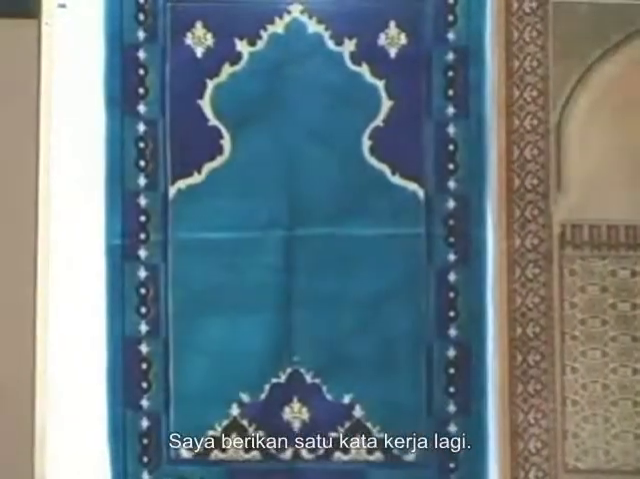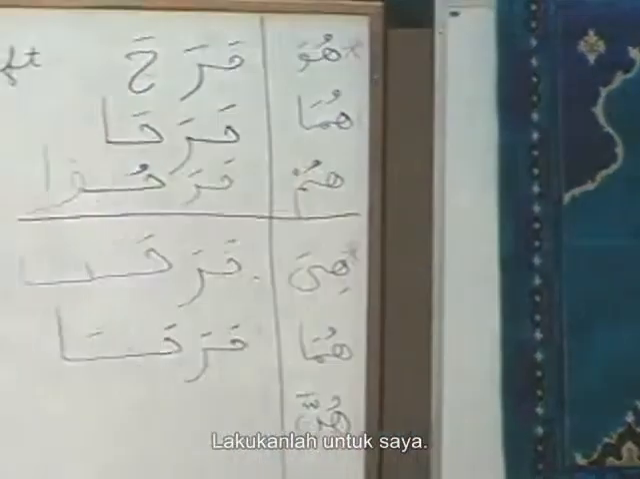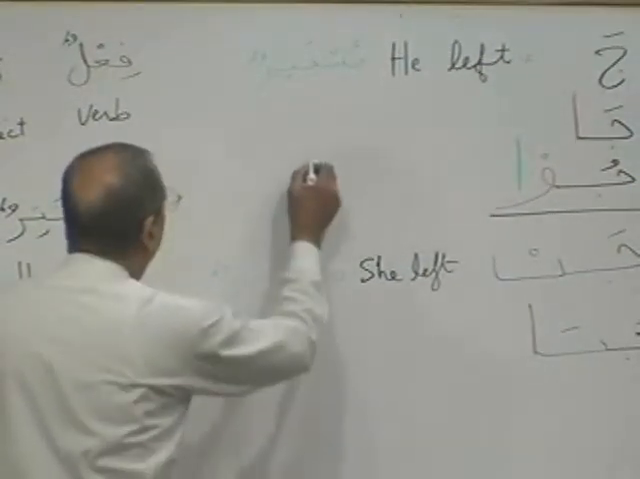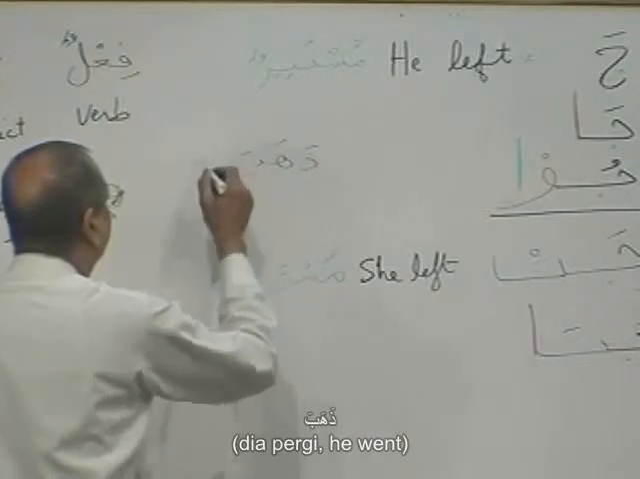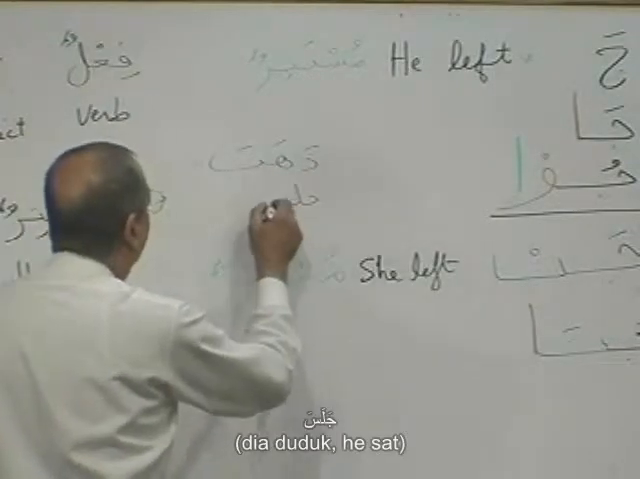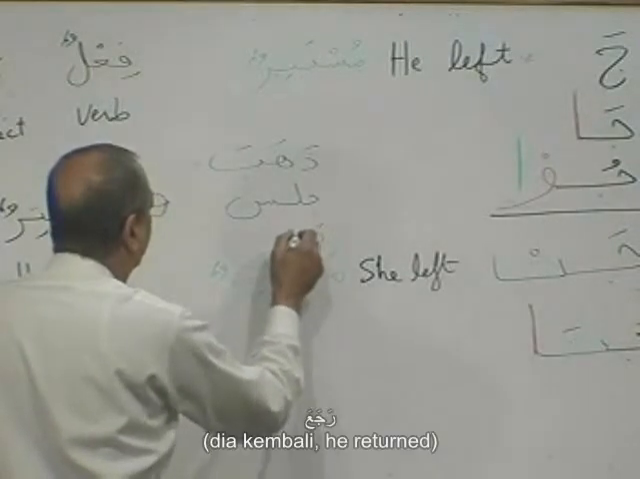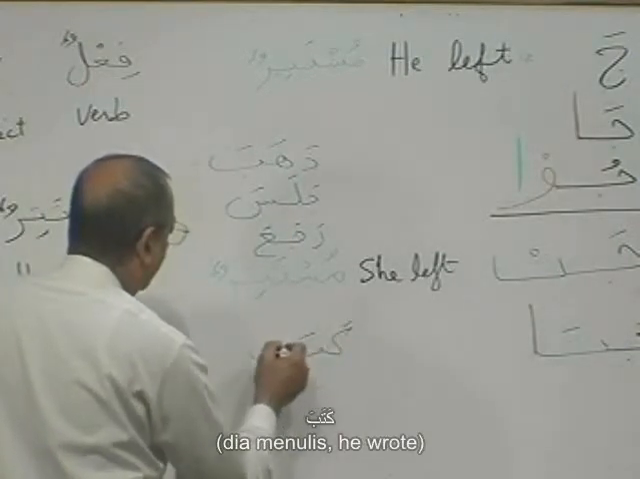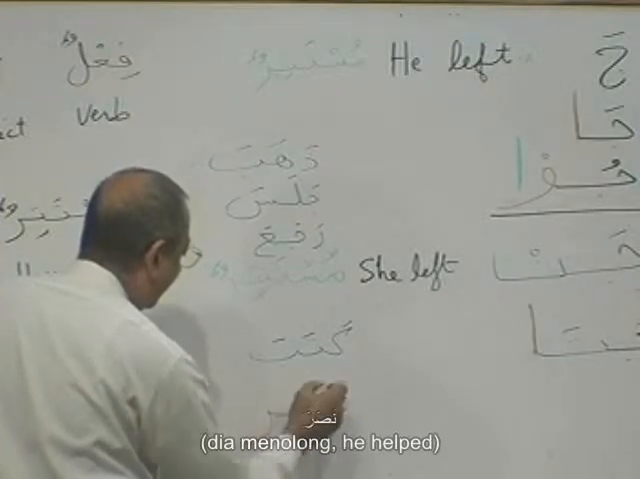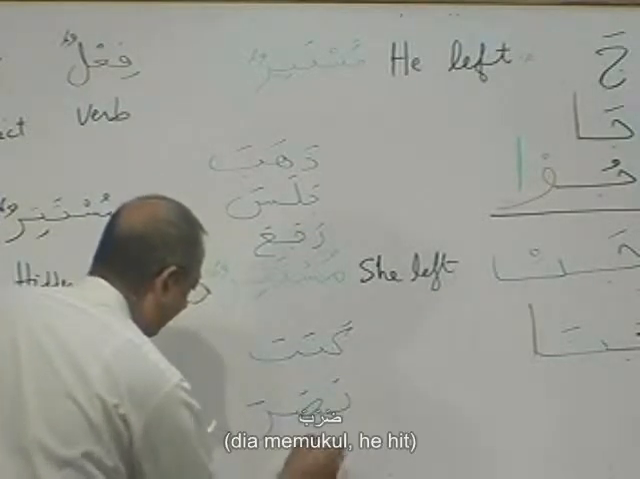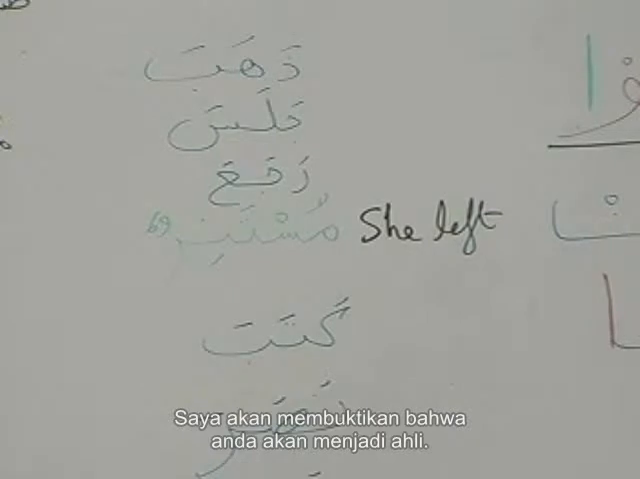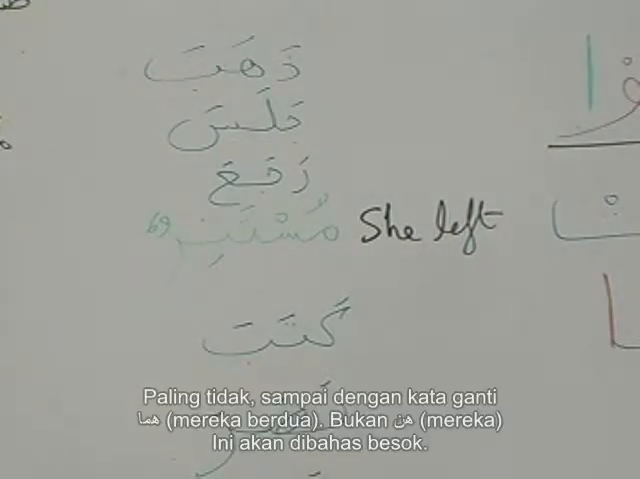I give you one more verb, brother. Okay? Do it for me. Here is zahaba, and I am writing here jalasa, and here raja'a, and then kataba, and then nasara, and also daraba. Okay, brother, I will prove to you that you have become an expert, at least up to Hunna. Not Hunna, Hunna is tomorrow.